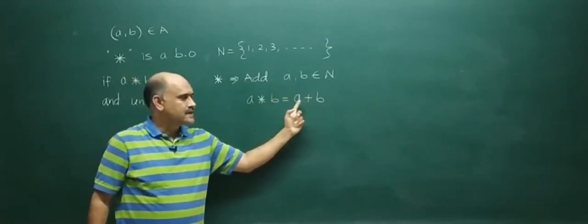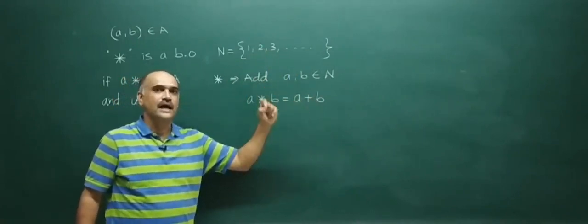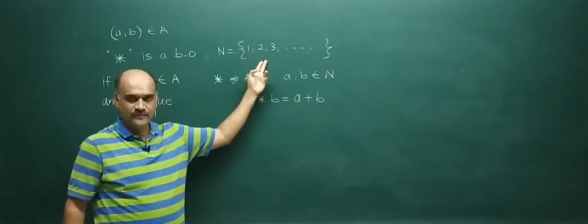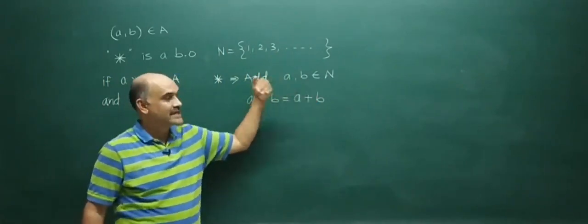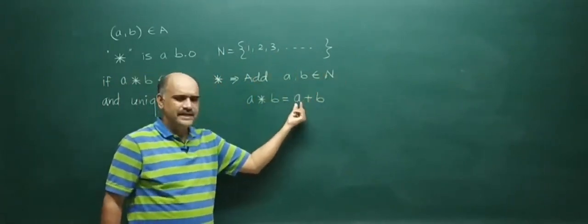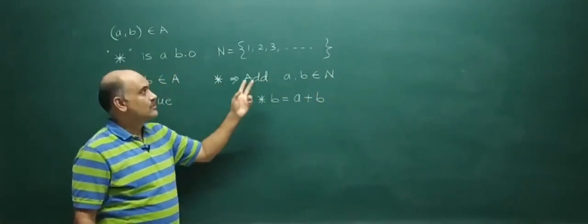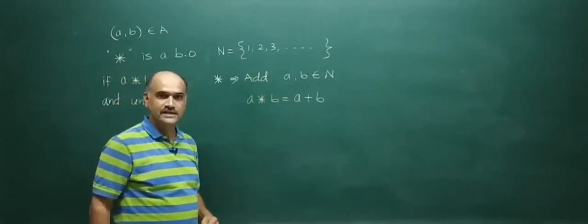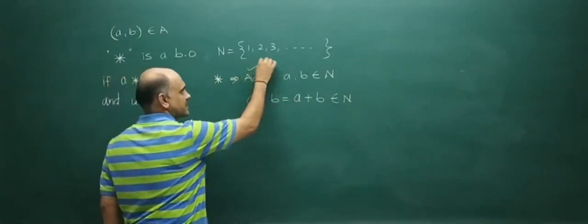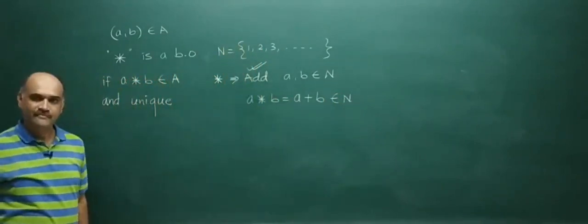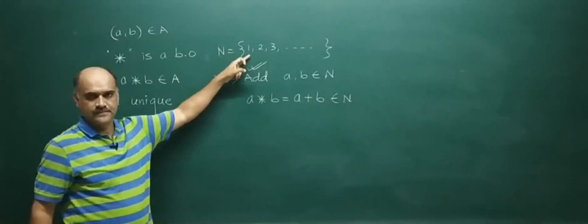Now you can see, if you take any two numbers from N and add them, you again get a natural number. For example, 3 and 7: 3 plus 7 is 10, which is again a natural number. Similarly, 2 plus 5 is 7, a natural number. 2 plus 3 is 5, a natural number. So this belongs to N. Therefore, addition is a binary operation on natural numbers.